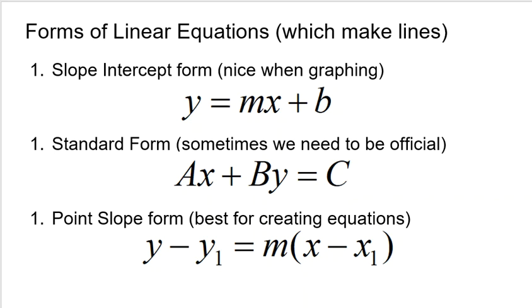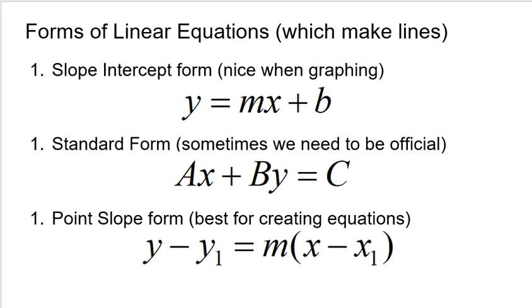Number 2 is standard form. Sometimes we need to be official, but it's really not an often used form. Standard form has the x and the y on the left-hand side. On the right-hand side is your constant, your one value that doesn't have a variable attached to it. And the a, b, and c technically have to all be whole numbers, no fractions or decimals. So if you have a fraction or decimal, you have to multiply everything to get out of that. But whatever, it is what it is.